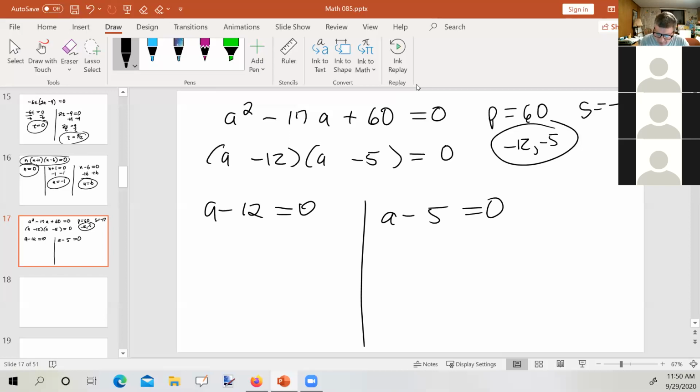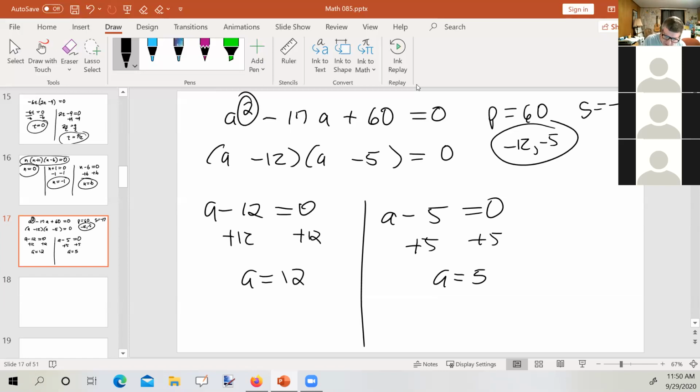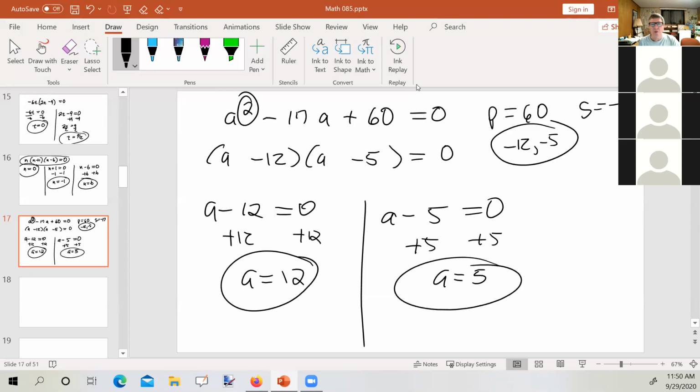Okay, so if a minus 12 equals 0, adding 12 to both sides of the equation, we get a equals 12. If a minus 5 equals 0, adding 5 to both sides of the equation, we get a equals 5. So once again, a second degree equation has two solutions. Any questions about this example? All right, we'll continue on then.